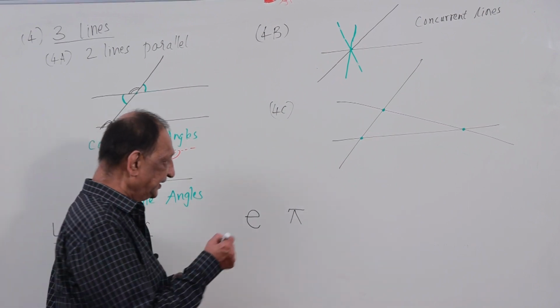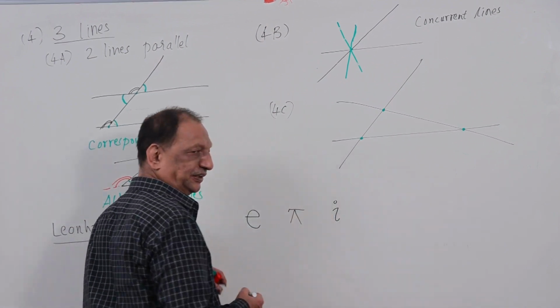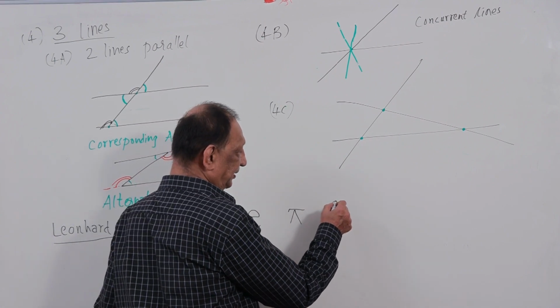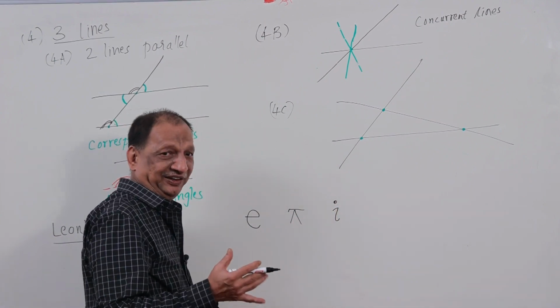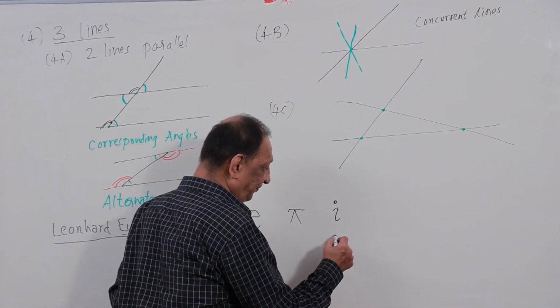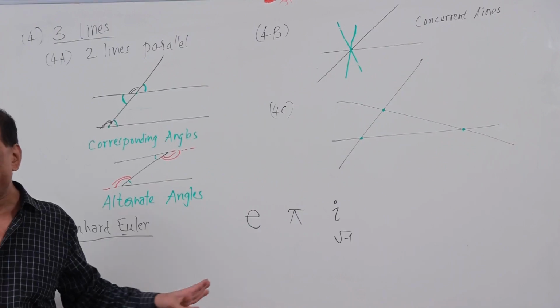And third, he is the person who popularized the name i for an imaginary number, the square root of minus 1. Imaginary means you have to imagine. It's not there. You won't find it on the real line. He is the person who gave that.